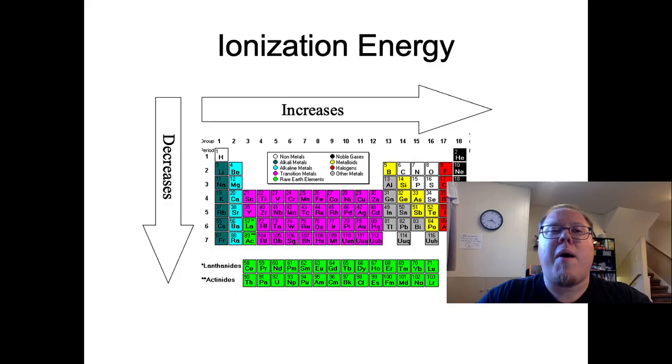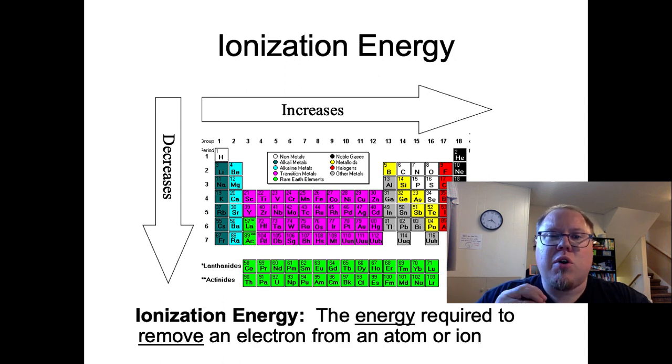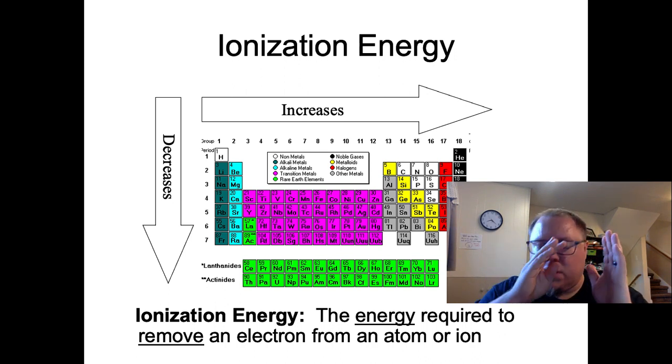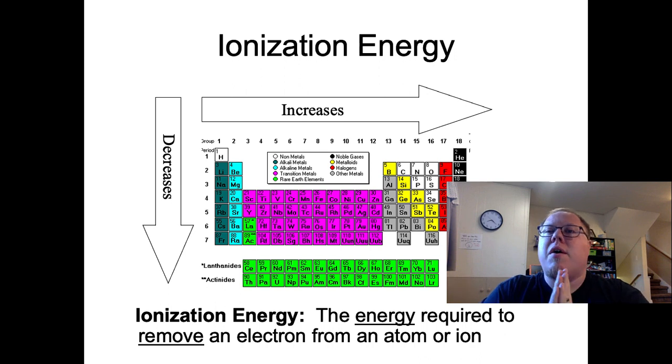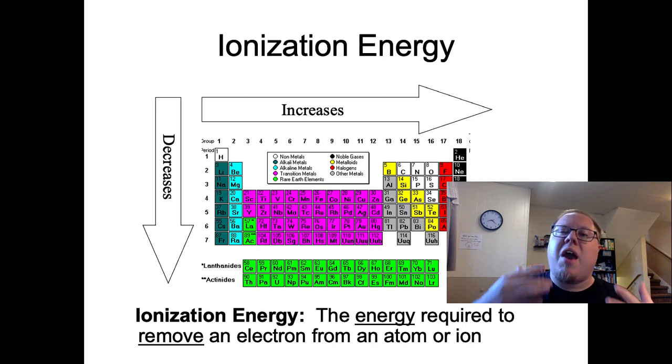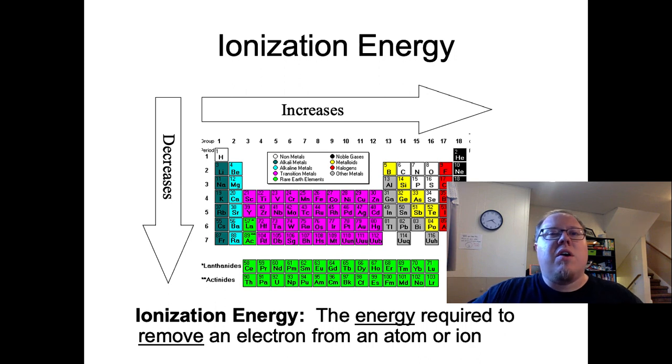So next, let's talk about ionization energy. Ionization energy is the energy required to remove an electron from an atom or ion. Essentially, guys, this is the energy it takes to make a positive ion, to remove an electron. So this is only going to apply to removing electrons. Okay? Now, the lower the energy, the easier it is to remove that electron. Right? So some atoms are more likely to lose an electron than others.